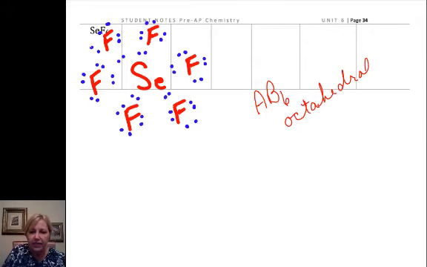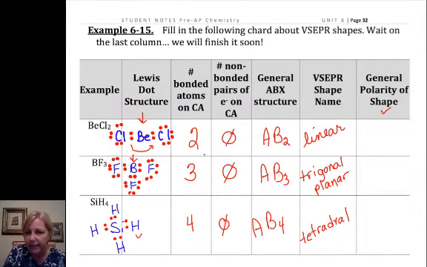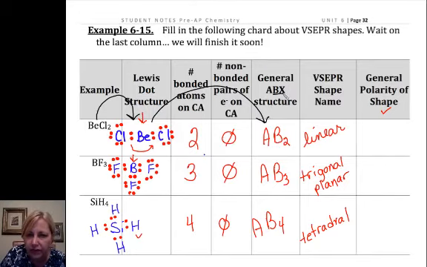Now, here's the expectation. The expectation is that you are able to go from a formula to the Lewis dot. Then from the Lewis dot, you can figure out that generalized ABX structure. If you look online, you'll see similar things, but they might use different letters here, but it's the same concept. And then here's what you have to do. You have to memorize from here to here.